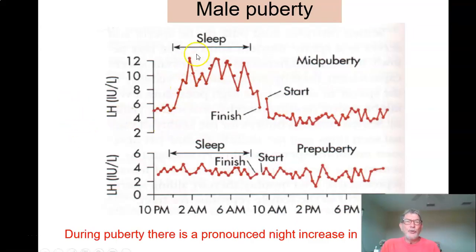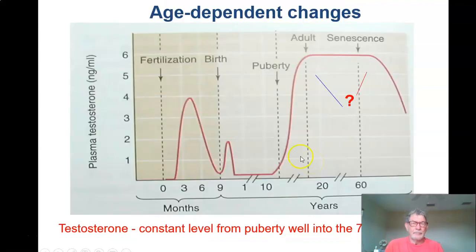Testosterone is produced cyclically, especially at puberty. It goes way up at night. It spikes at night, causes males at puberty ages to have wet dreams. Here's a look at how the cycle goes. Right after fertilization, you have this big burst of testosterone, which helps you develop into the male in the first place.